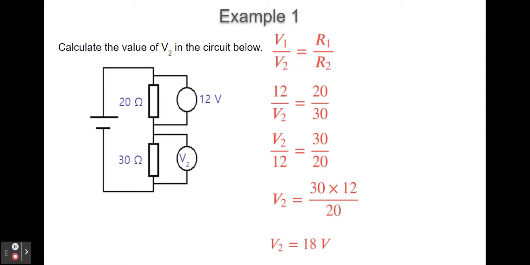And if you look at the circuit, you can see the 30 ohm resistor is 1.5 times as big as the 20 ohm resistor. And 18 volts is 1.5 times as big as 12 volts. So that ratio holds.